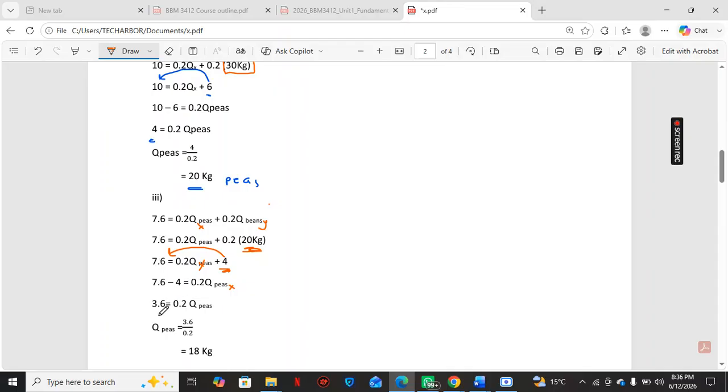7.6 minus 4 is 3.6, which equals 0.2 qp, or qx. So we want to find out how many peas they can buy. We divide both sides by 0.2. So 3.6 divided by 0.2, they can buy 18 kg of peas. Any questions?